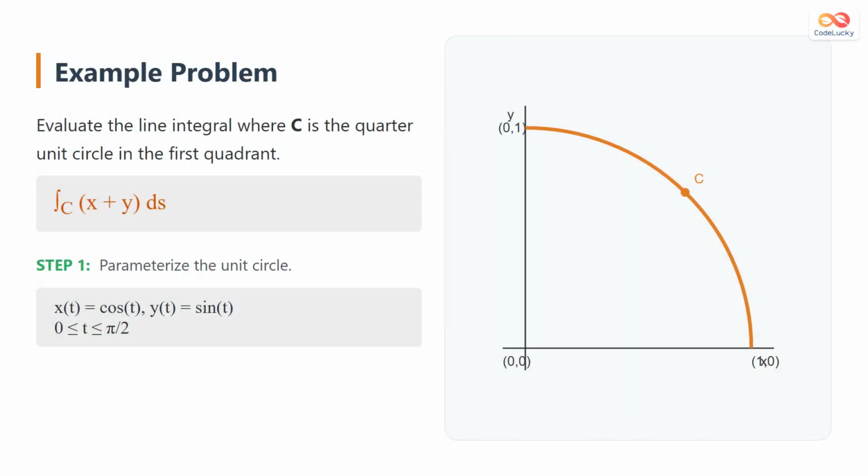Let's try a simple example. We want to integrate the function x plus y along the quarter unit circle in the first quadrant. First, we parameterize the circle. We can set x equal to cosine t and y equal to sine t, with t running from 0 to pi over 2.